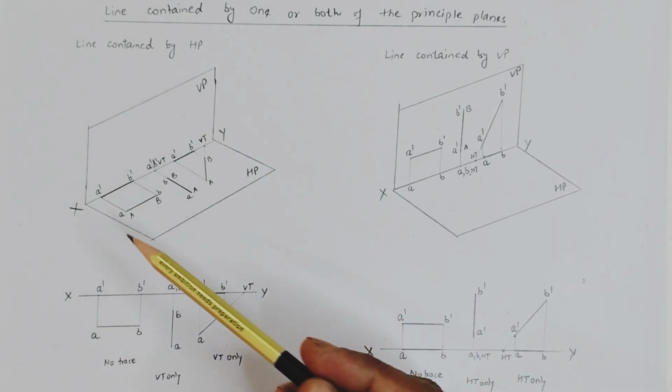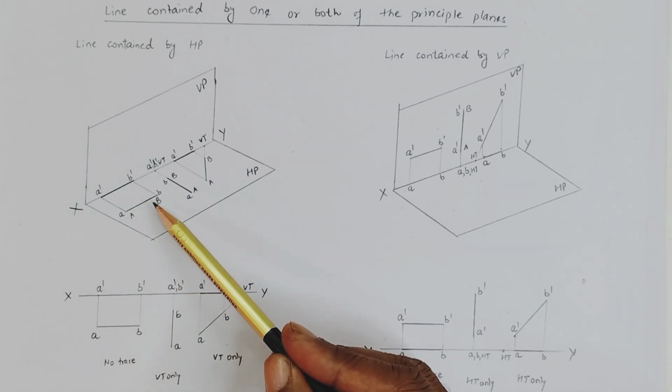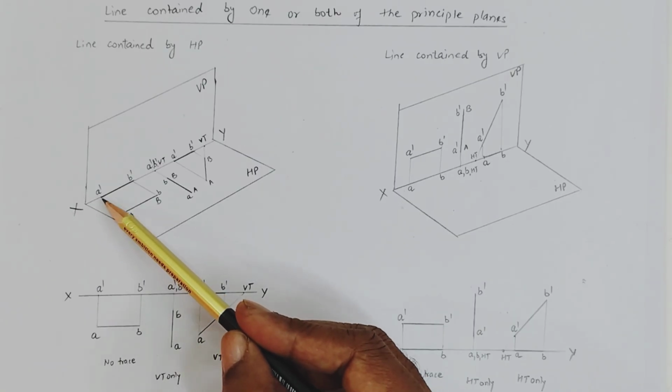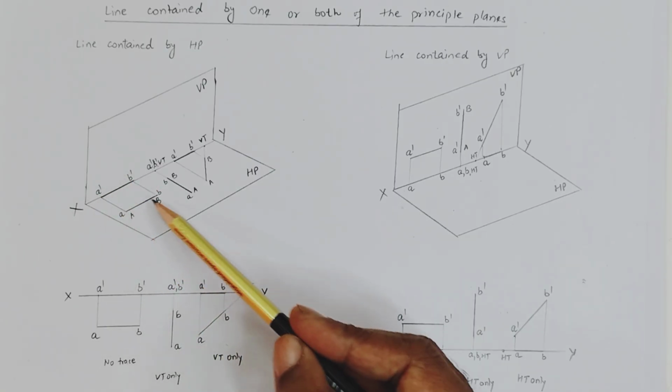In this case you can see the top view as AB, so we join these two points. Similarly for the front view, here is A dash B dash, and we join these two. So this is the front view of the line and this is the top view of the line.